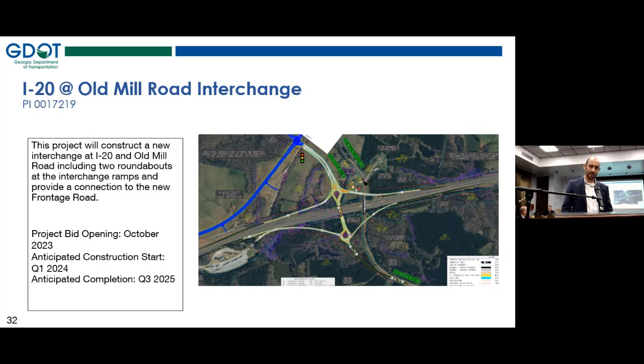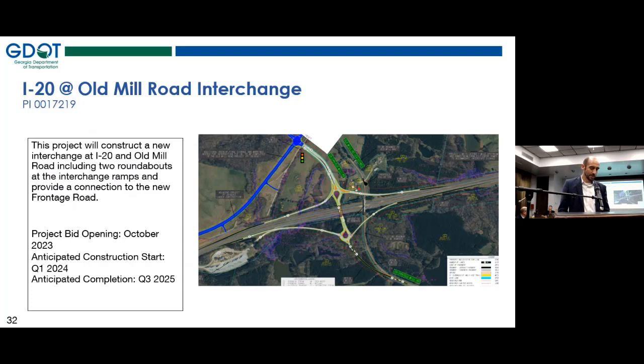And here you can see the layout of the I-20 at Old Mill Road interchange. What this is actually doing is shifting the old alignment of Old Mill Road a little bit to the west to locate that interchange. You can see it's a roundabout design at the intersections there, but provides a direct four-lane connection from that interchange on I-20 up to the frontage road on the east side of the mega site. So that will be their main truck entrance into and out of the plant.